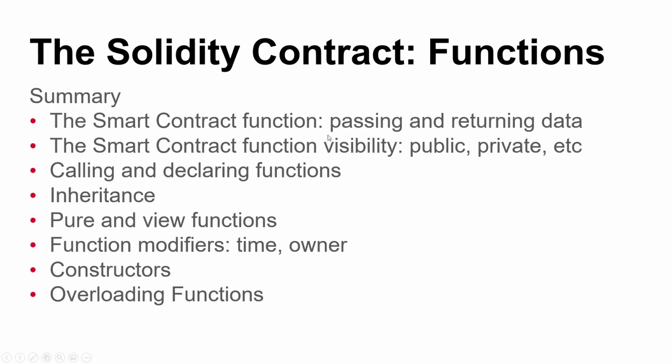So in summary, we talked about smart contracts and functions, passing and returning data. We talked about smart contract function visibility, either public, private, etc. Calling and declaring functions, inheritance, pure and view functions, function modifiers based on times, owners, other criteria, constructors, and overloading functions.